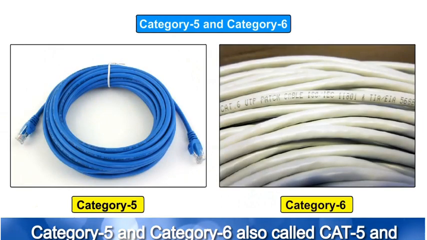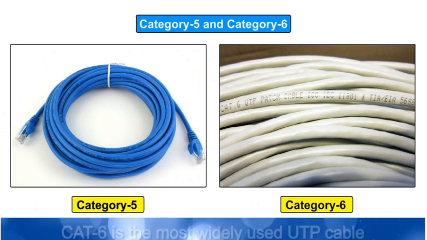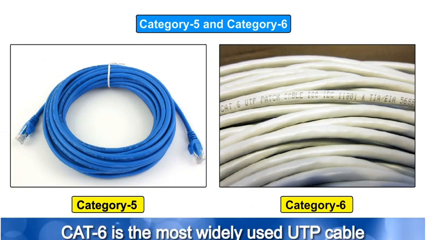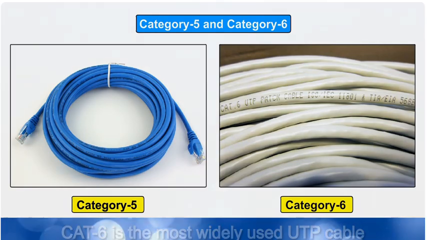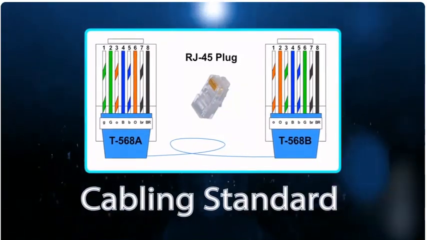Category 5 and Category 6, also called Cat 5 and Cat 6, is the most widely used UTP cable. Cabling standard.